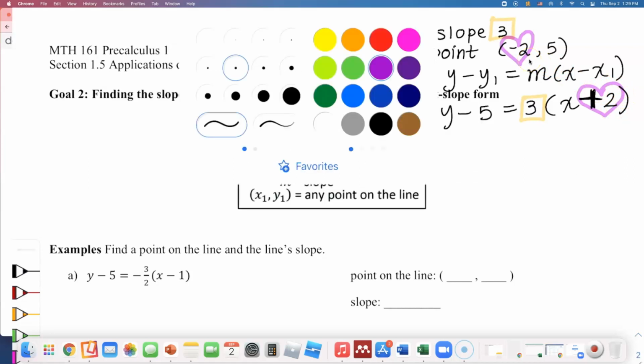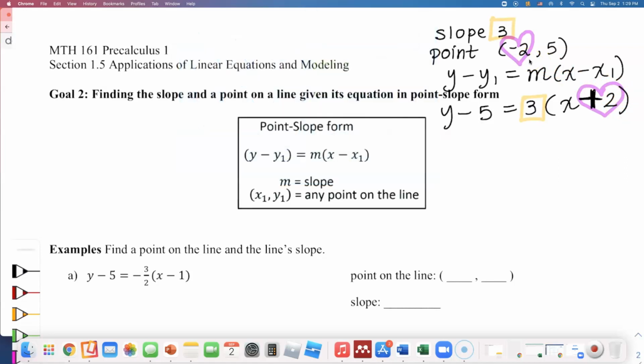Another, the y value, let's talk about that. If the y value is +5, guess what you saw? You saw y minus 5. You saw a -5. Why is it happening? Because the point slope form is us subtracting, okay?